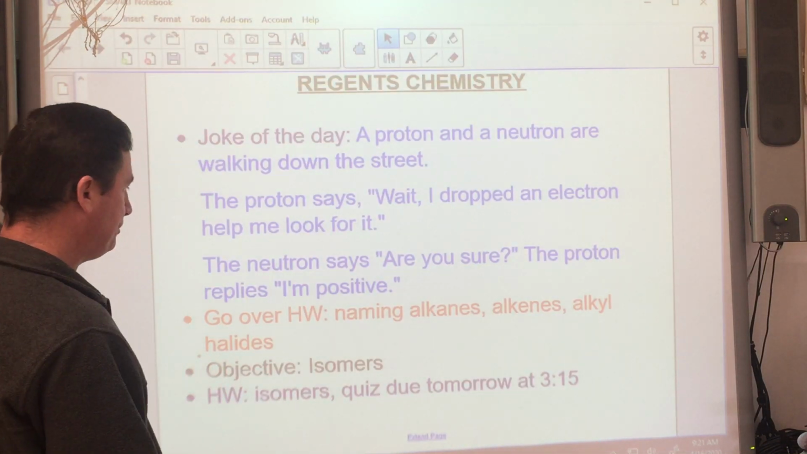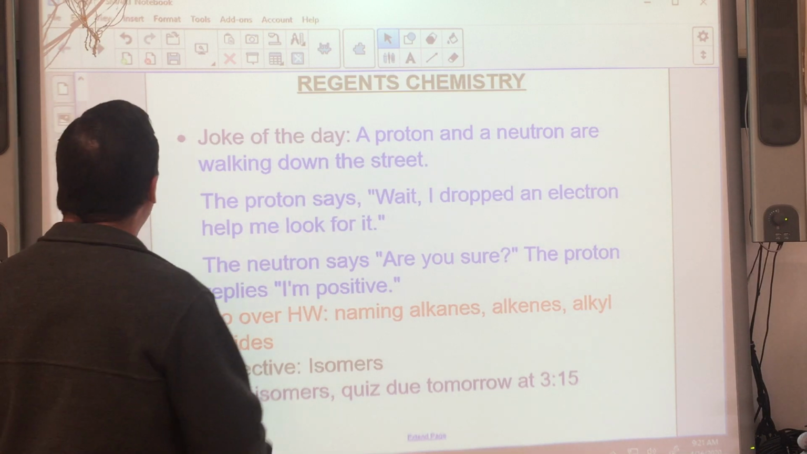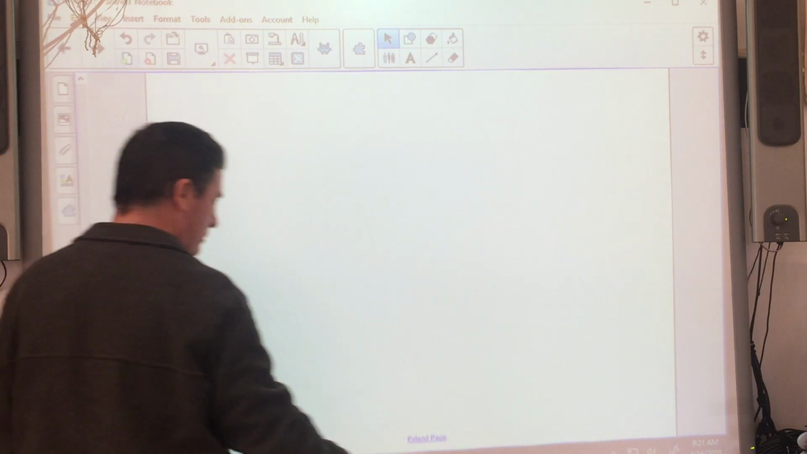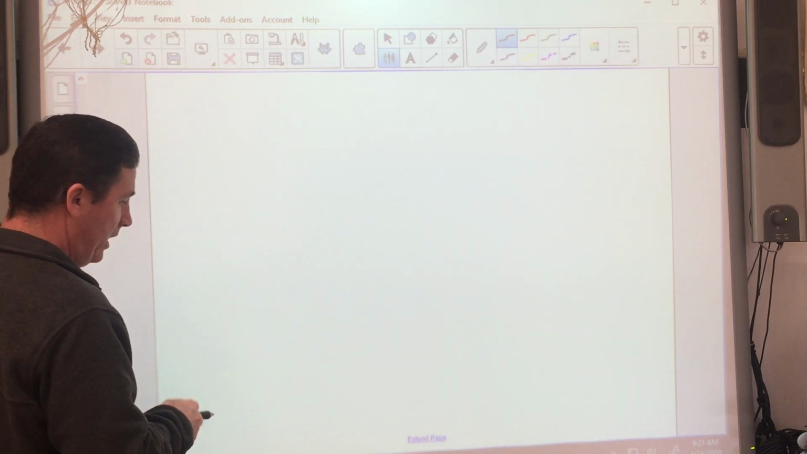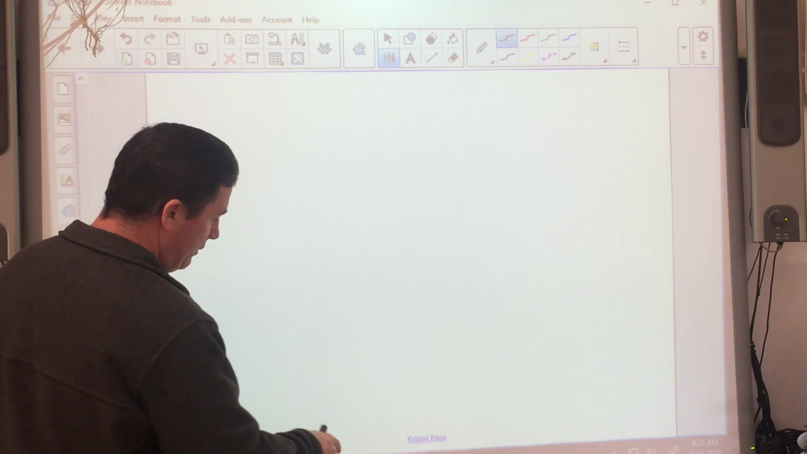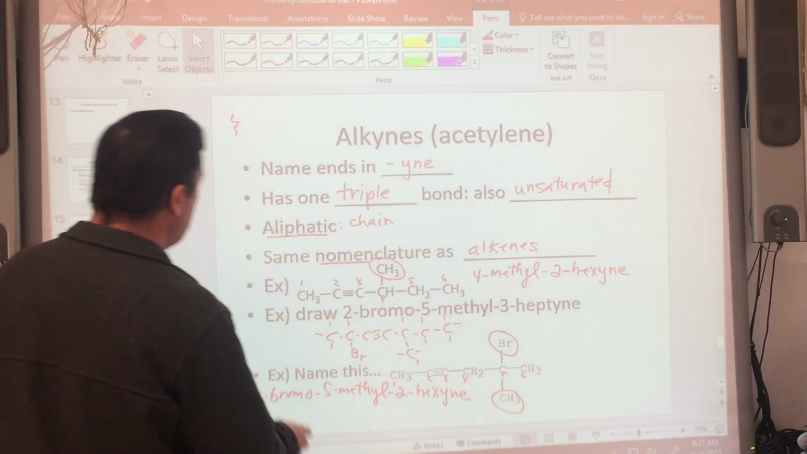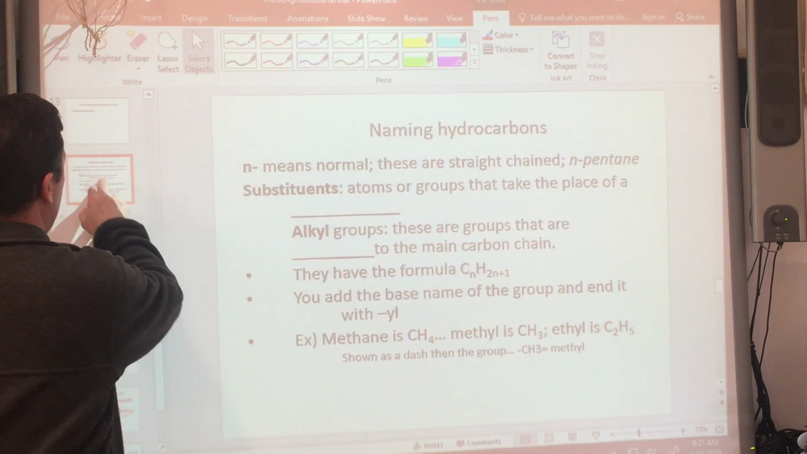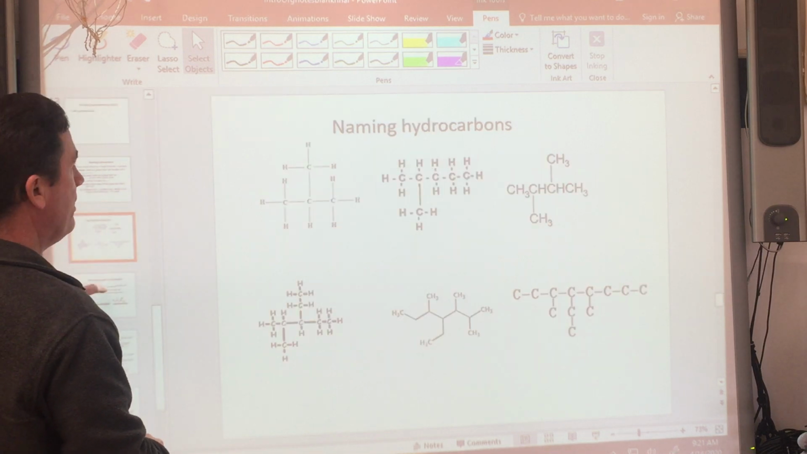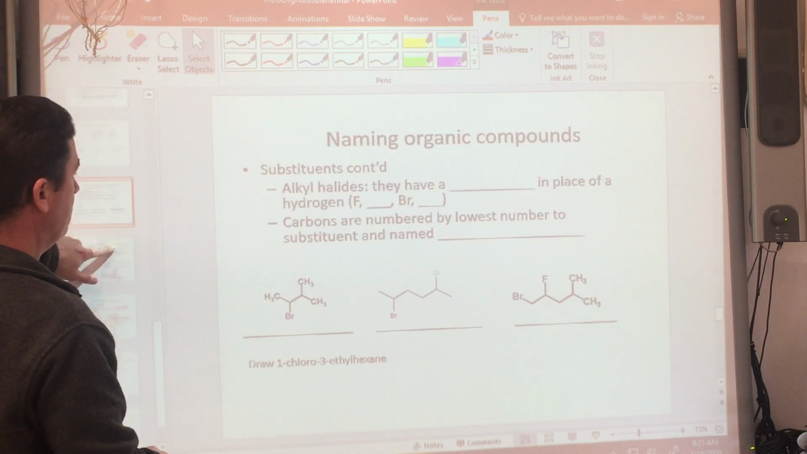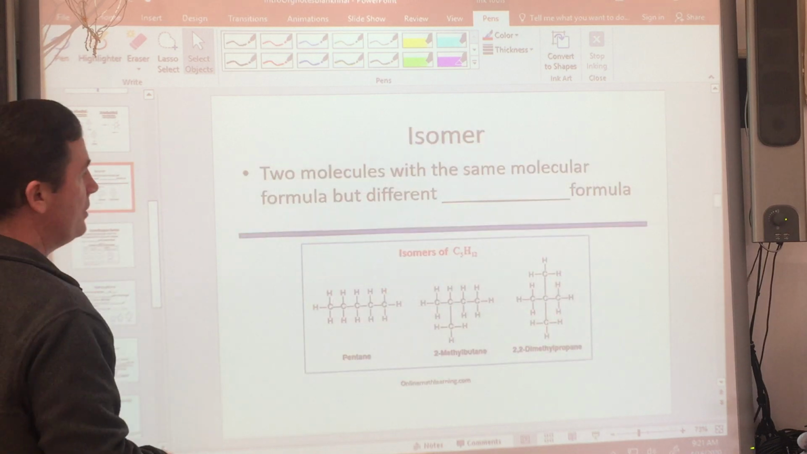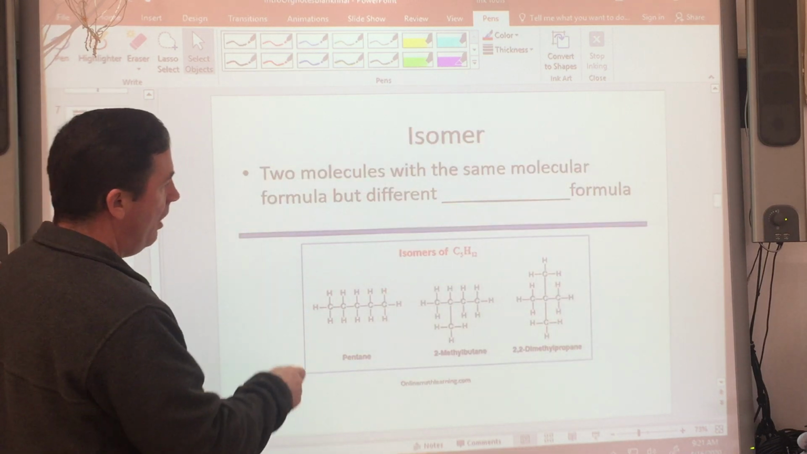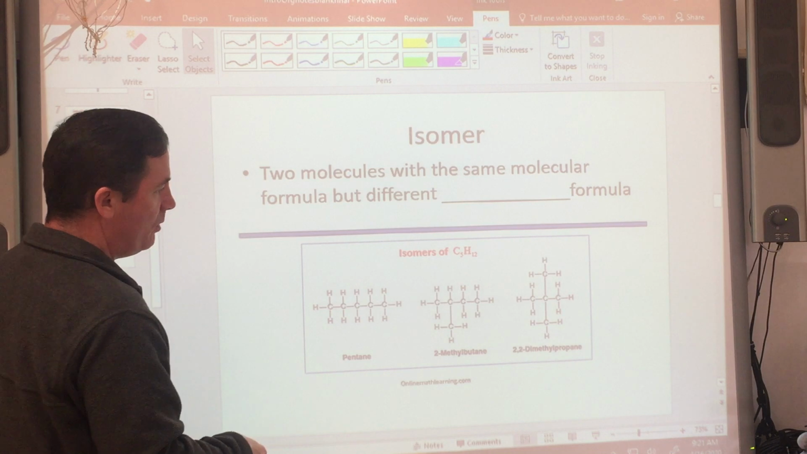Now let's look at isomers. That was in a previous slide, I think it was up toward the top. Here it is. It's in the packet. Went over it briefly, but I'm going to spend a little bit more time on it.